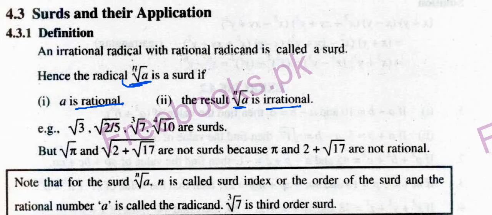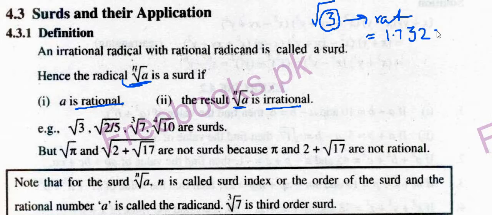For example, there is square root of 3. Check these two conditions. Condition number 1, A is rational. 3 is a rational number. Now what is the answer for square root of 3? It is 1.7320. This is irrational. That means this is a surd.